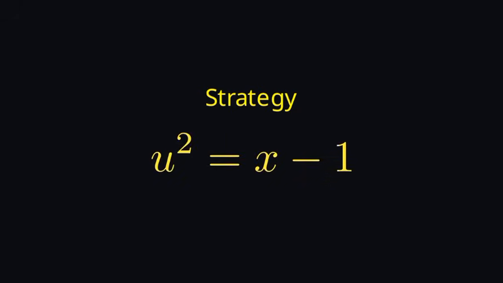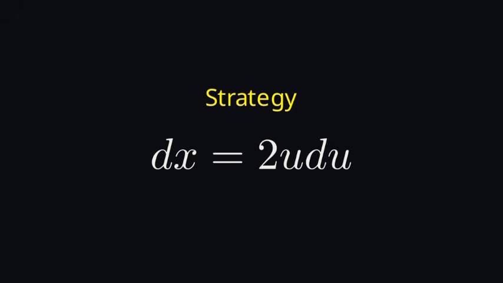Now we need to express x in terms of u. We can rearrange the equation u squared equals x minus 1 to solve for x. Adding 1 to both sides, we find that x is equal to u squared plus 1. Next, we must find the differential dx in terms of du. We differentiate the expression for x with respect to u. The derivative of u squared plus 1 with respect to u is 2u. Therefore, dx is equal to 2u du.